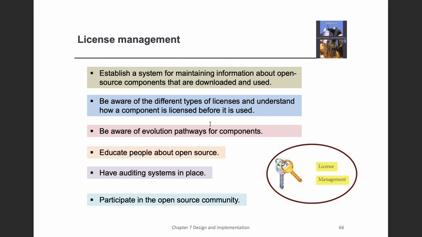So basically, that's what we have established for license management. Establish a system for maintaining information about open source components that are downloaded and used. Beware of the different types of licenses. This is very important. Always read this when you are using any open source project. It says beware of different types of licenses and understand how a component is licensed before it's used. Then beware of evolution patterns of components, educate people about open source, have auditing systems in place, and participate in the open source community.